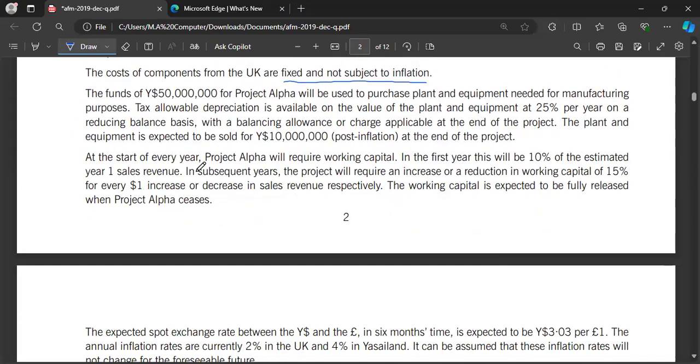Now, at the start of every year, project Alpha will require working capital. In the first year, the working capital will be 10% of the estimated year one sales revenue. In subsequent years, the project will require an increase or reduction in working capital of 15% for every dollar increase or decrease in the sales revenue respectively. The working capital is expected to be fully recovered when project Alpha ceases.